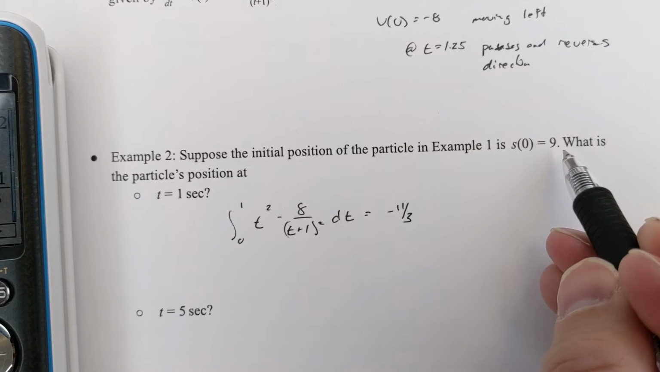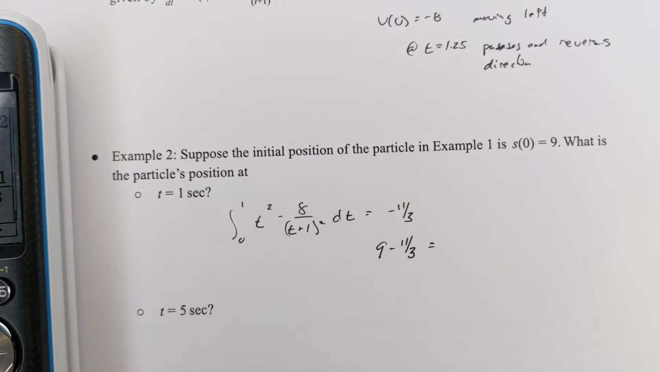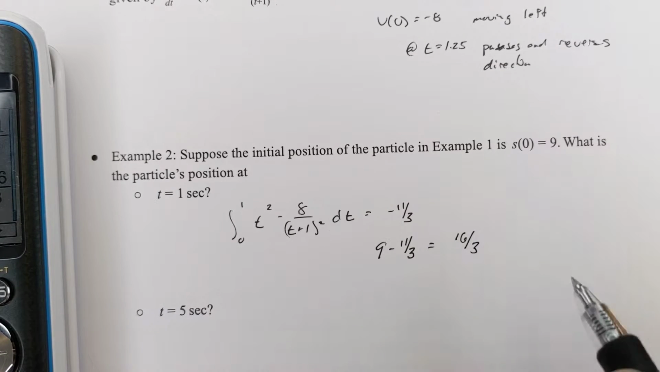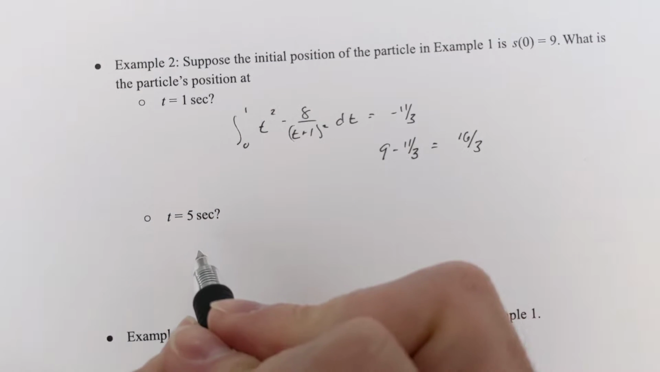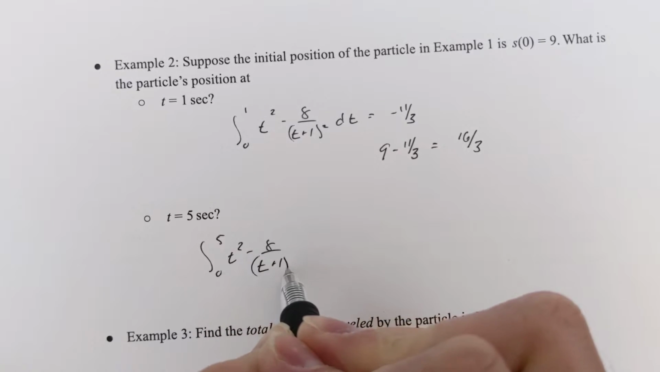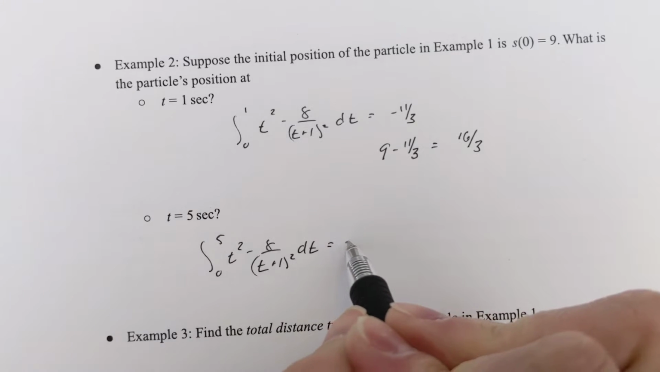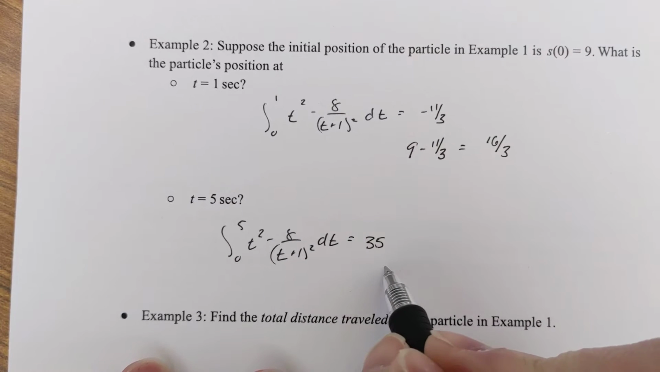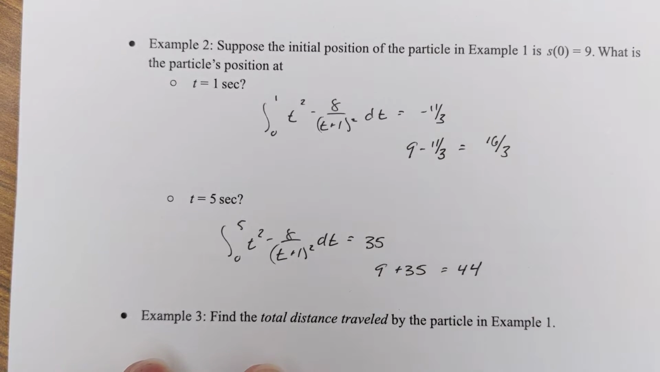So that means it travels -11/3 in the first second. So if it starts at 9, we do 9 minus 11/3. And we get now sitting at the position 16/3. So you can do the same thing down here at 5 seconds. So from 0 to 5 of our equation. If we run that in the calculator, we find it displaced 35 units to the right. So if it starts at 9, moves 35 units to the right, it's now at 44.